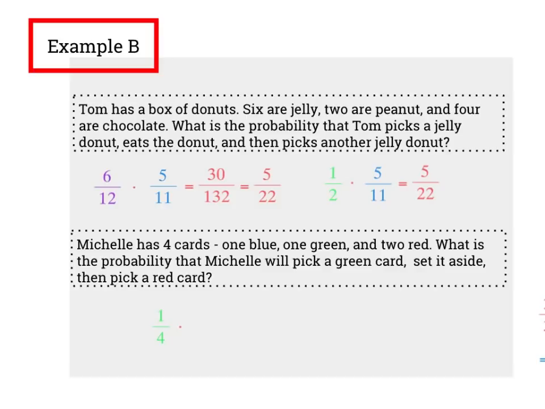She sets it aside. So since she set it aside now, we don't have 4 cards anymore. We only have 3. But she is going to pick a red card. Now, she's not picking a green one, so our green cards don't drop down from 1 to 0. Since we have 2 red cards, that's 2 out of the 3 remaining cards. So I'm going to multiply those across. 1 times 2 is 2. 4 times 3 is 12, so I get 2 over 12. But again, I'm going to write this in simplest form, and that's going to be 1/6.